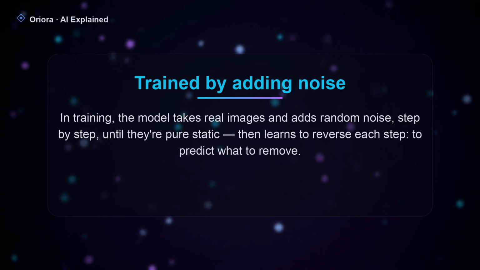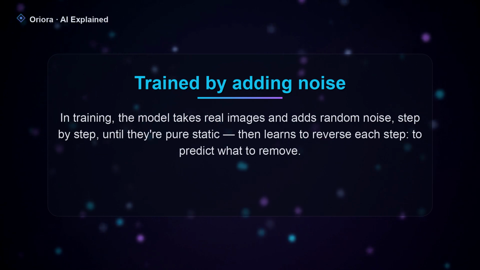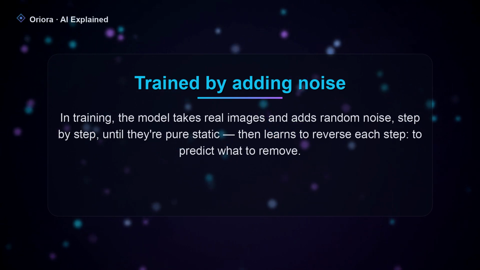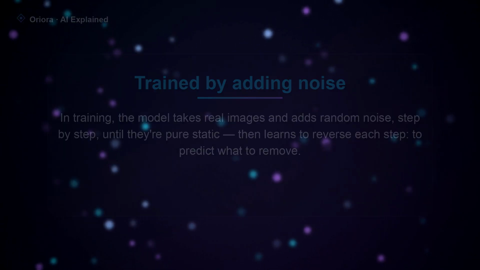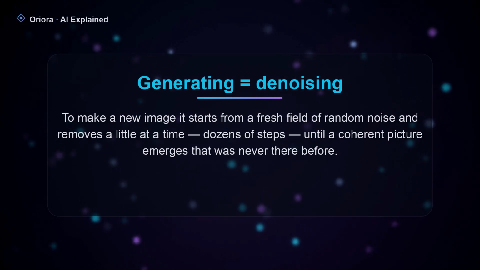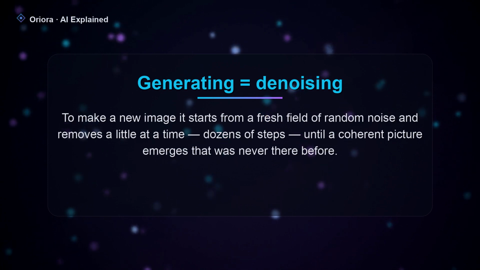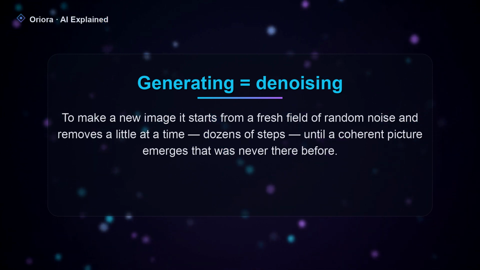You take millions of real images and add random noise to them, step by step, until each one is nothing but static. The model's whole job is to learn the reverse. At any noisy step, predict what noise to remove to get closer to a real image. So to generate something new, it starts from a completely fresh field of random noise and it removes a little at a time. Dozens of steps, and slowly out of the static, a coherent picture emerges, one that never existed before.